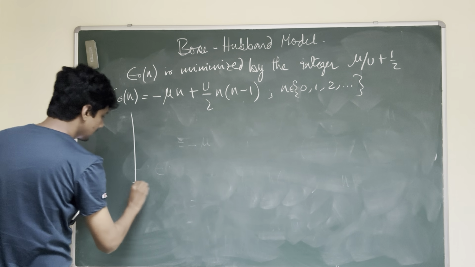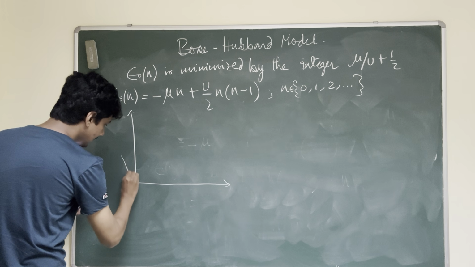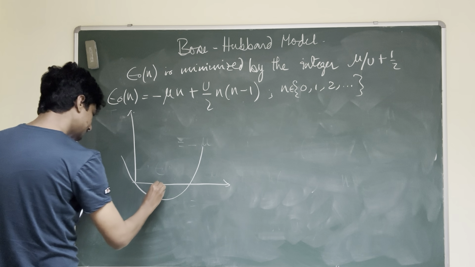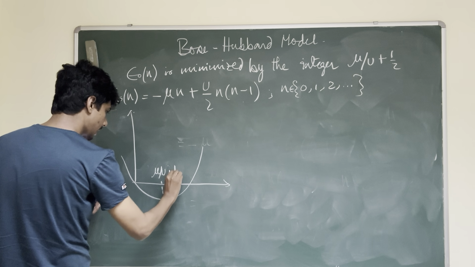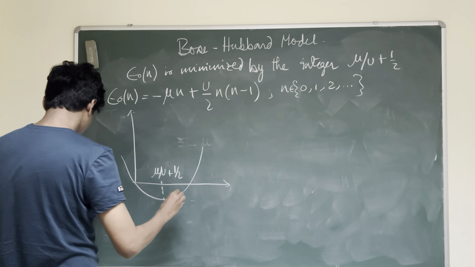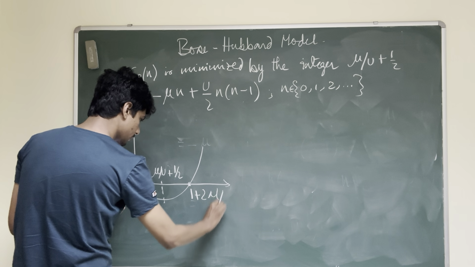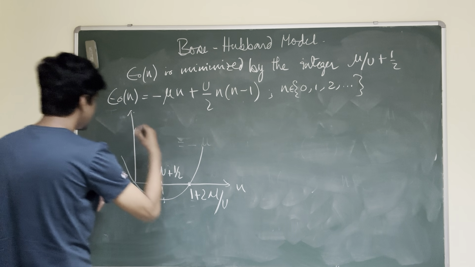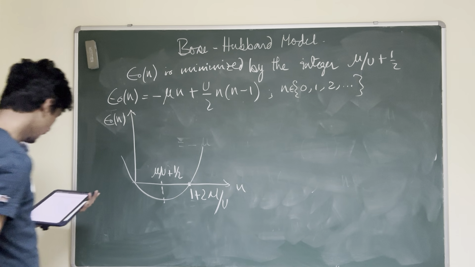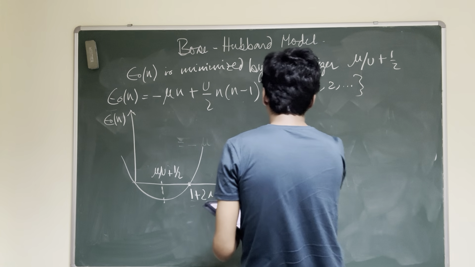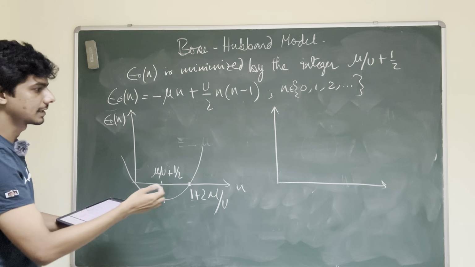If I plot that, minimizing this epsilon naught in the atomic limit, this value tells us mu by U plus half, and this point is basically 1 plus 2 mu over U. If you plot n on the horizontal axis and epsilon naught n on the vertical axis, it looks like this.